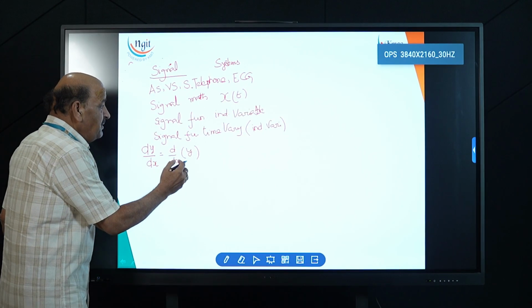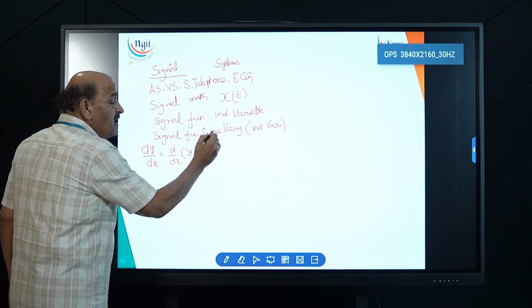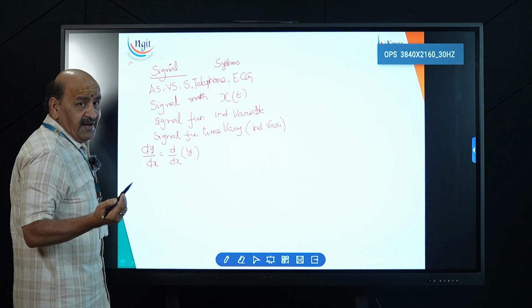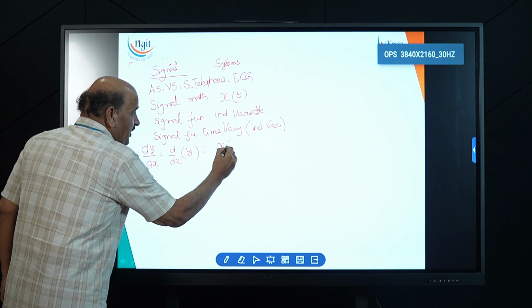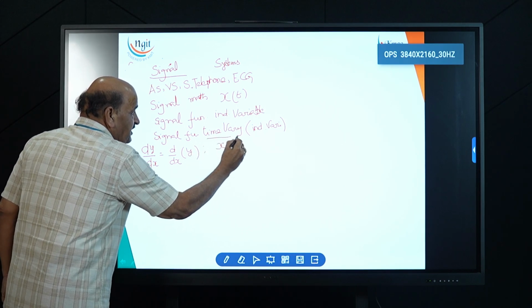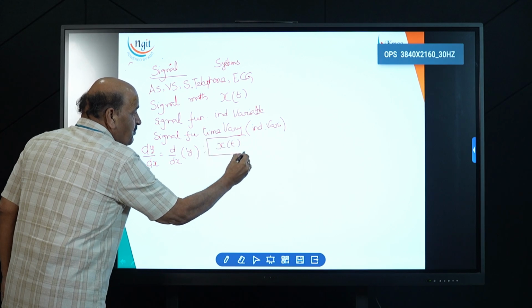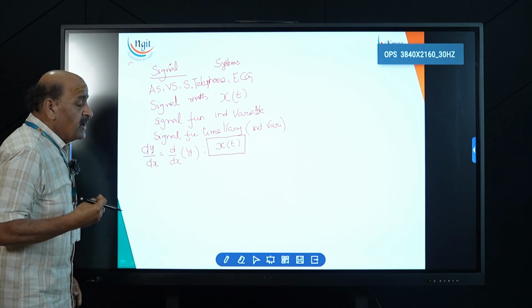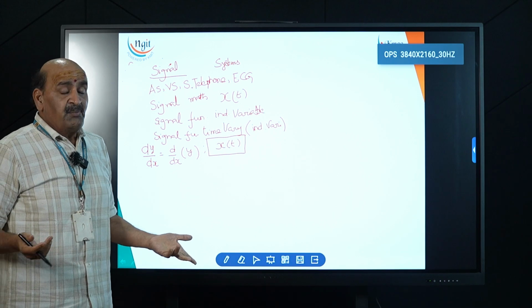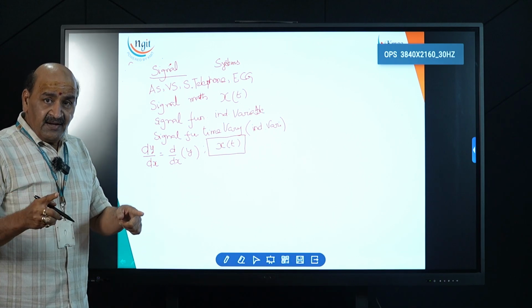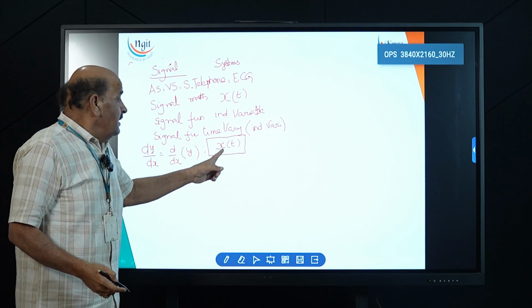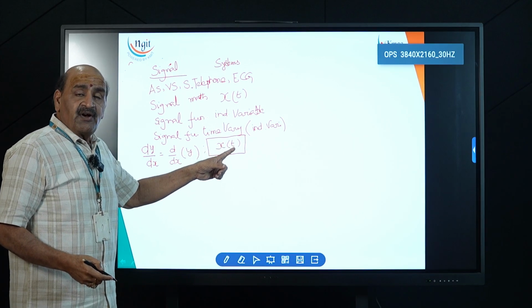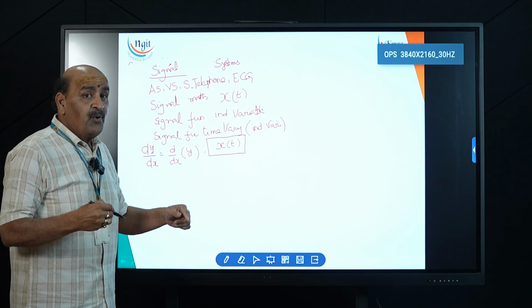A signal can be a function of one or more independent variables. For example, we write x of t. x of t can be represented as a signal. Orally we say it is a signal, but how do we represent the same signal mathematically? That is x of t. This mathematical representation is called modeling, signal modeling.